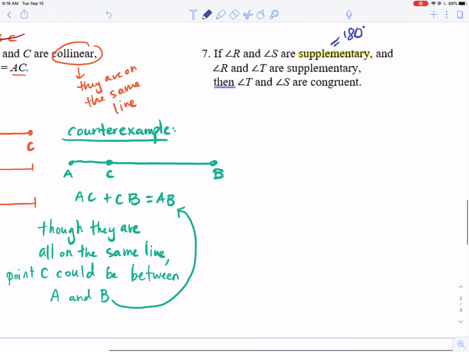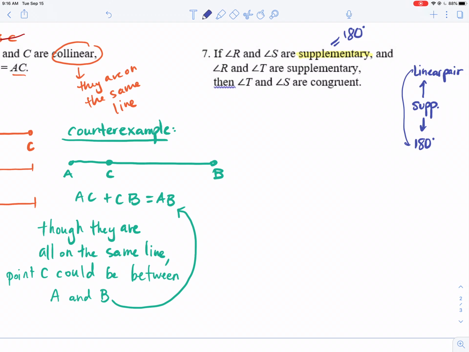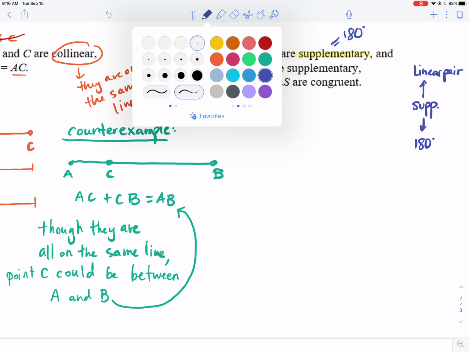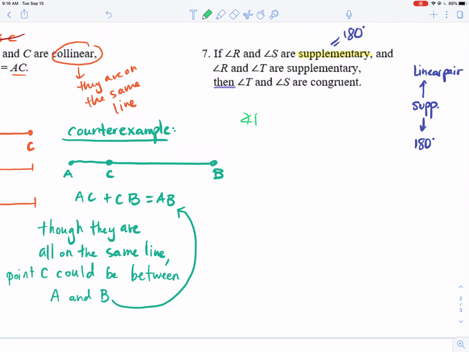Kind of like how we had right angles, we have this word supplementary, and we can go a couple different ways. Sometimes we can say that they are a linear pair if we have a picture, and we can also conclude that they are 180 degrees. We can't just go from linear pair and assume 180 degrees. You have to go linear pair, I know they're supplementary, and then they're 180 degrees. So if I know that R and S are supplementary, that means I know that angle R plus angle S equals 180 degrees.